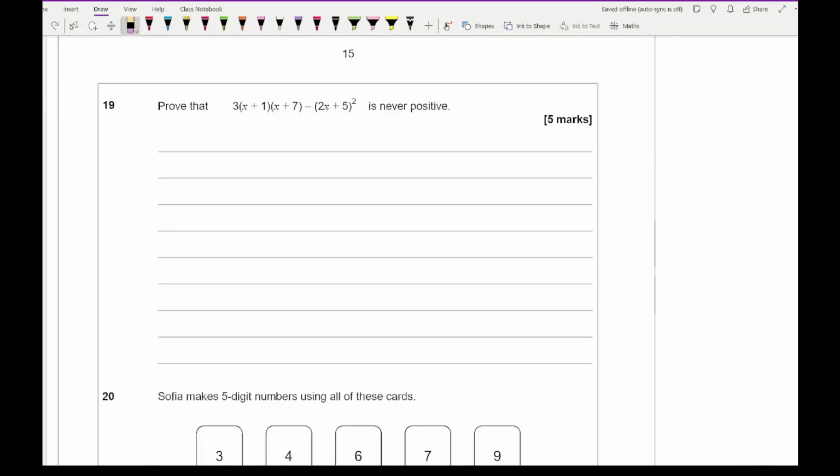So then moving on to question 19, it says prove that (3x + 1)(x + 7) minus (2x + 5) squared is never positive. So we've got an algebraic proof question. For this, what we need to do is a bit of simplifying. So expand the brackets. If I expand these two brackets, I get x squared plus 8x plus 7, and that's minus, and then if I just put this in double brackets, I get 2x plus 5.